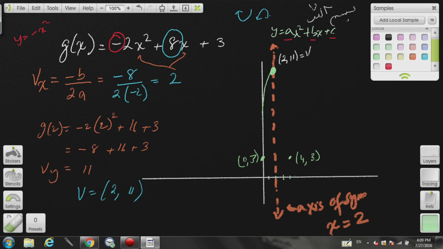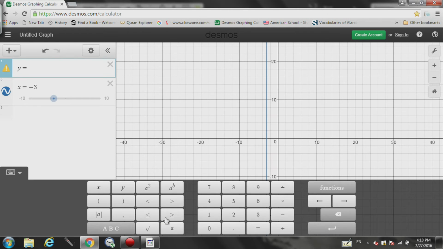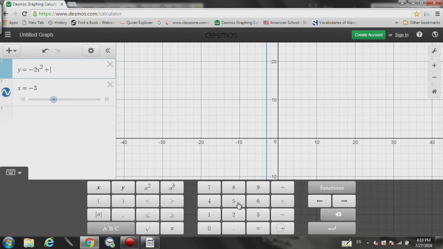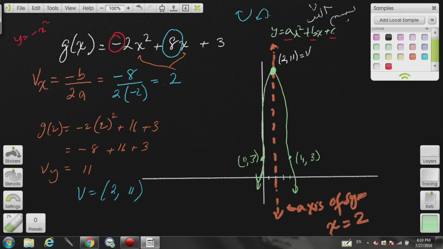And this graph is going to look like, okay, this is like an impressionist parabola. See that? Let's do this. Y equals negative 2x squared plus 8x plus 3. See? That's the parabola that we drew. Okay? So that's how you draw these parabolas.